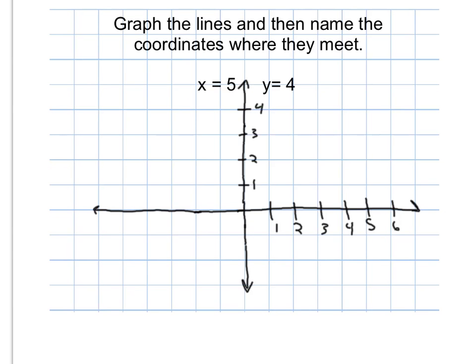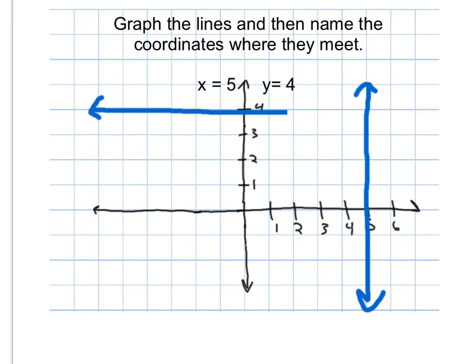Okay, this example says to graph the lines and then name the coordinate where they meet. Well, I've got a line that says x equals 5. So again, that's a line that just goes vertically along x equals 5. So no matter what y is, x always equals 5. Then I got a y equals 4 line. So that's a horizontal line going across at y equals 4. And this says to name the coordinates where they meet. Well, the coordinates where they meet is right here. And that is at 5 and 4.